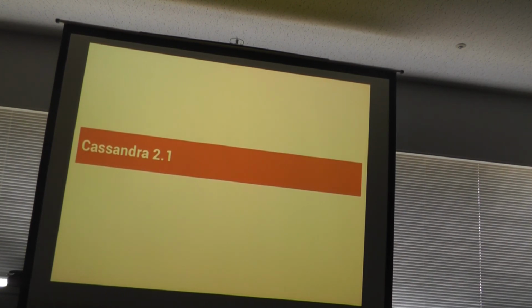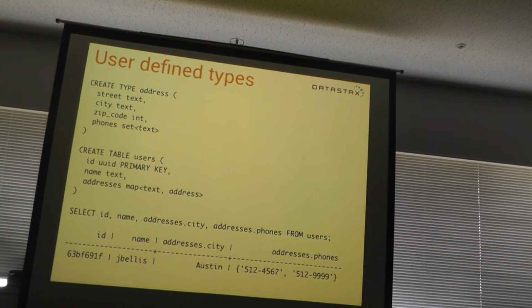So, we're working on Cassandra 2.1 now. I want to give you a quick idea of some of the important things that we're working on for that. One of the big features in 2.1 is user-defined types. So we introduced collections, maps, lists, and sets back in Cassandra 1.2. So that's been around for a while now.